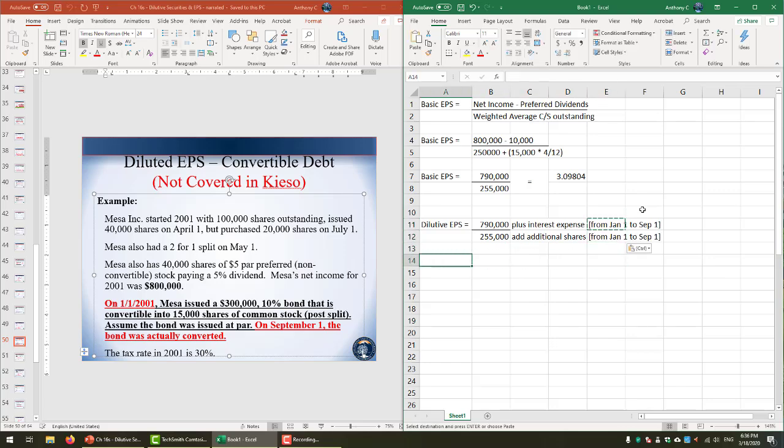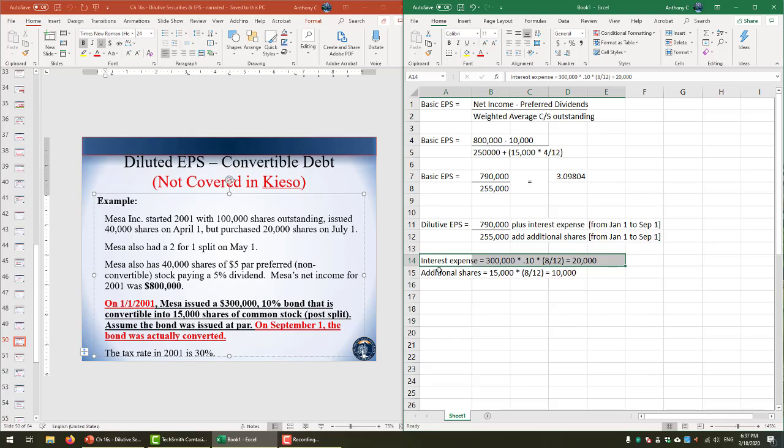for both cases. Okay, so if we calculated interest expense from January out to September, it would have been for 8 months. So we'll take the principal of 300,000, multiply by the interest rate of 10%, and then we're multiplying by 8 over 12. And that'll get us out to 20,000. And then same thing for the shares. We'll take the 15,000 shares and we're multiplying it by 8 over 12, and that'll get us 10,000.